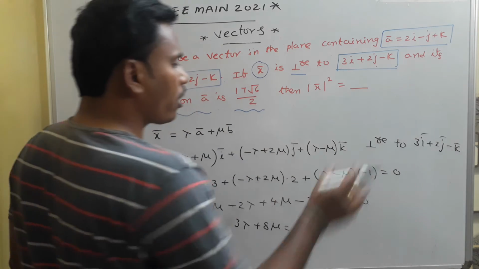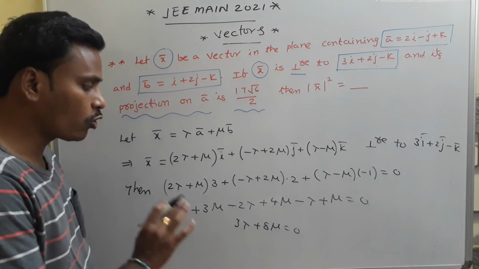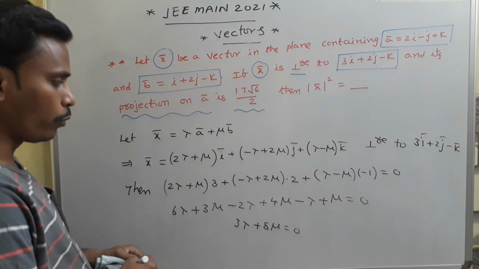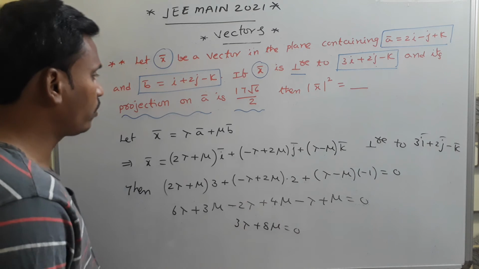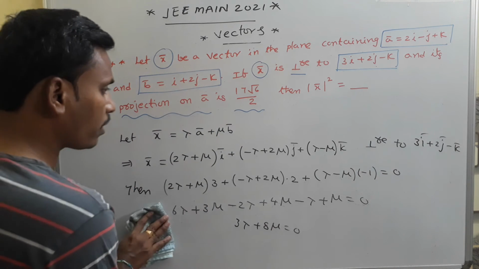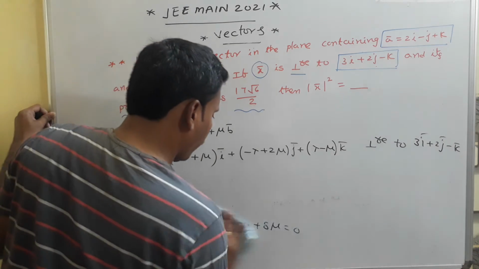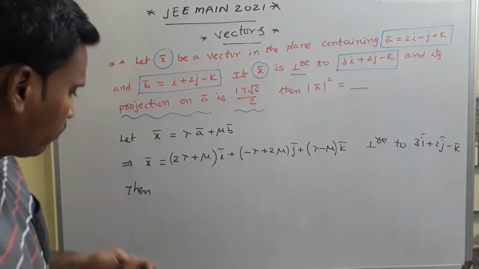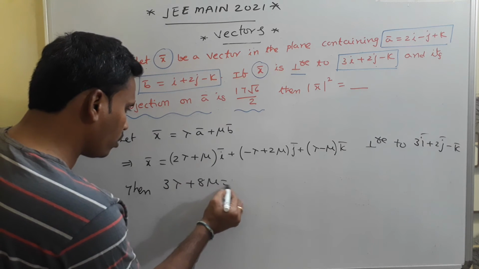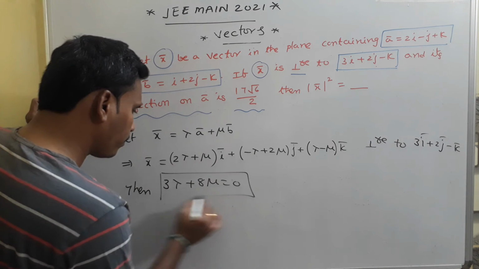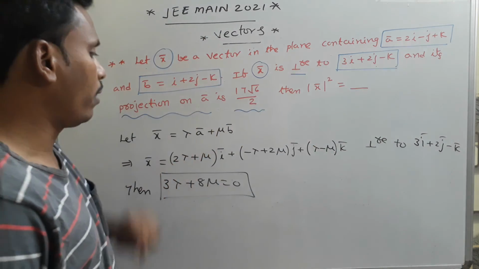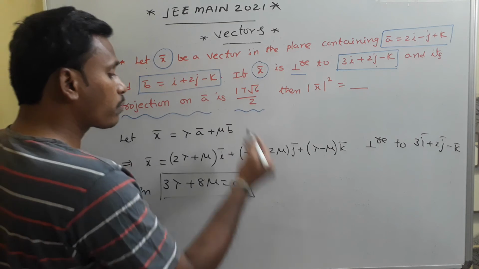So by applying the perpendicularity condition we got a relation, what is it? 3 lambda plus 8 mu is equals to 0. So we have to remember this. I am erasing for space. Next we have to use the projection concept. Okay, so at present, after applying the dot product we have this relation, 3 lambda plus 8 mu is equals to 0. Right. Next, and its projection on a bar, that means projection of x bar on a bar.